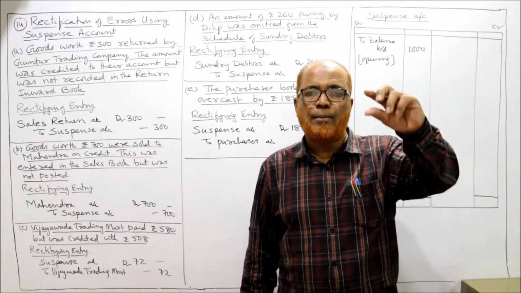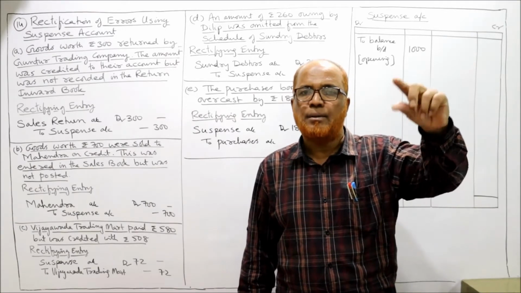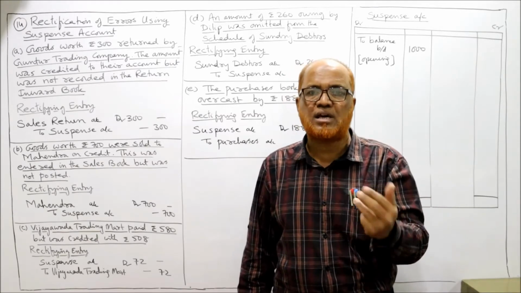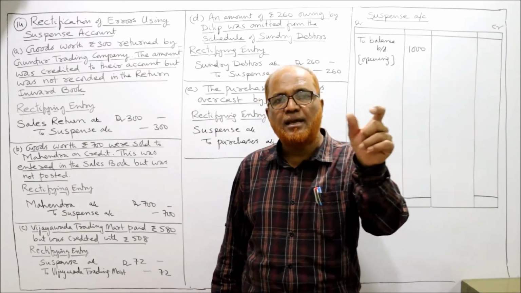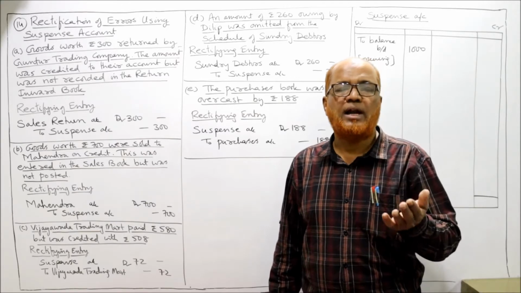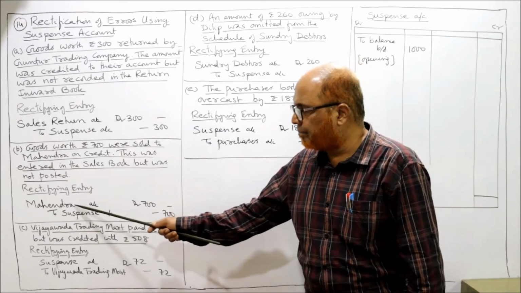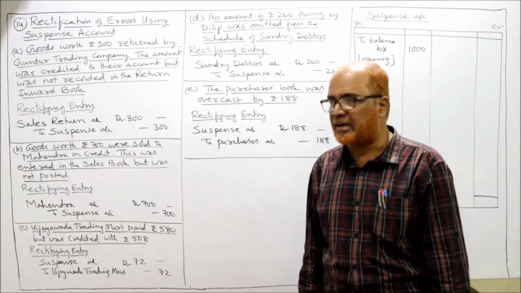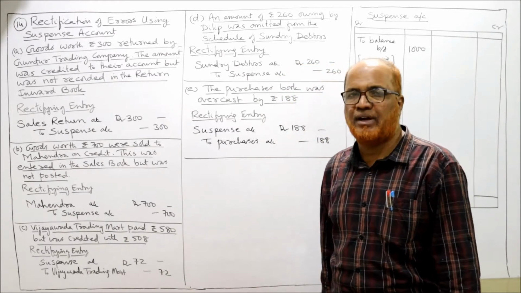So the correct entry is Mahendra account debit to sales. The error is that Mahendra account was not debited. Sales account is credited. There is no error in sales. The error is there in Mahendra. Now we debit Mahendra's account. So the entry will be Mahendra account debit to suspense account, 700. Two errors rectified.